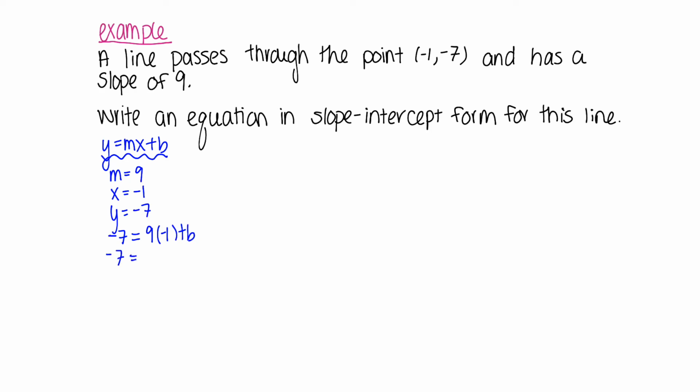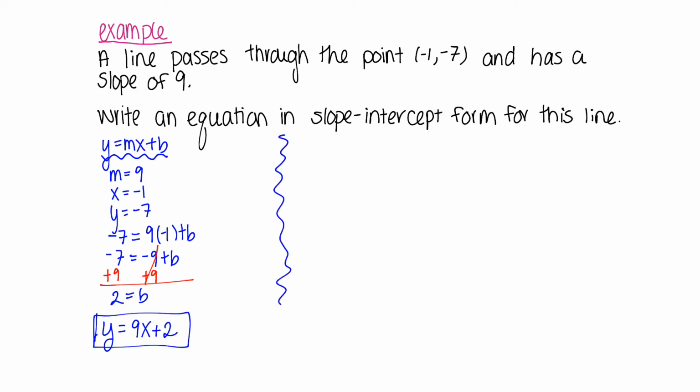Negative 7 equals negative 9 plus b. To solve for b, we're adding 9 to both sides. Negative 7 plus 9 is 2, so b is equal to 2. We now have b and we have m, which is enough to write the equation of our line. So y is equal to, plug in the slope, which is 9x, and then the y-intercept is positive 2. So that is the equation of the line.